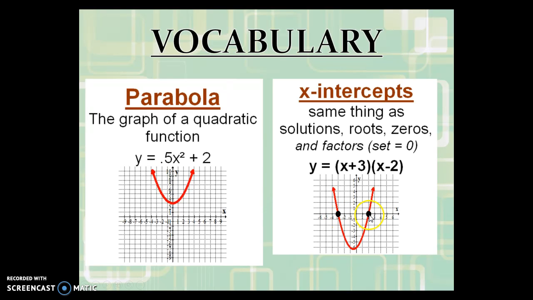X-intercepts is where the line crosses the what? The x-axis. They're also known as solutions, roots, zeros, and factors. Okay? So, I want you to raise your hand, call me over, and tell me all the names of the x-intercepts.